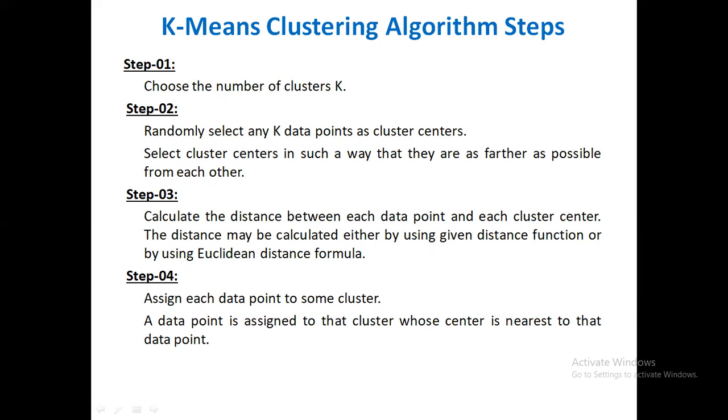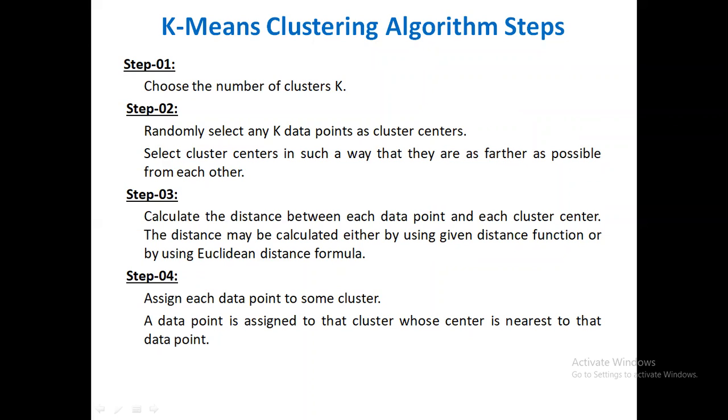These are the steps used in the k-means clustering algorithm. In step 1, we first choose the number of clusters and represent it by K. In step 2, randomly select any K data points as cluster centers, the initial cluster centers. Select cluster centers in such a way that they are as far as possible from each other.